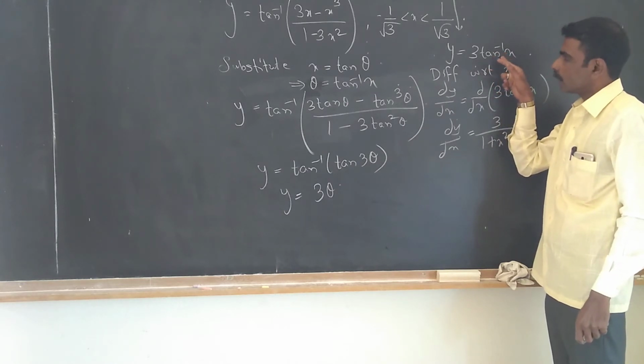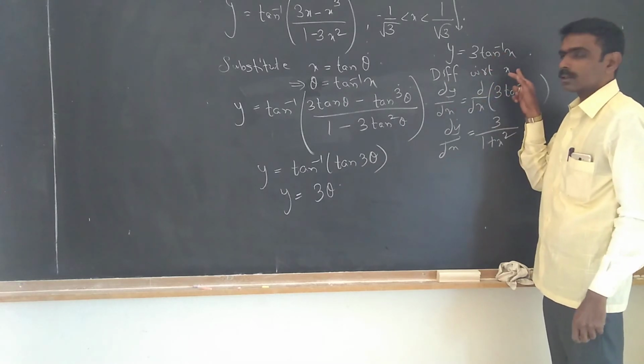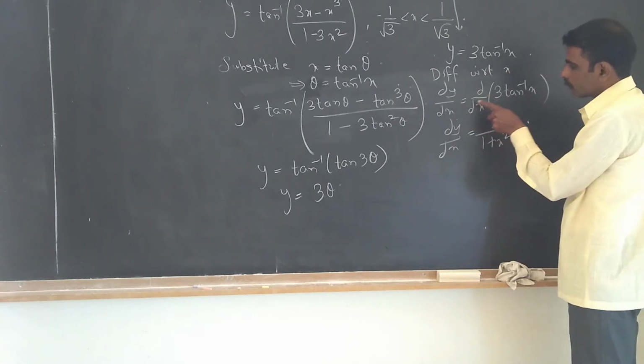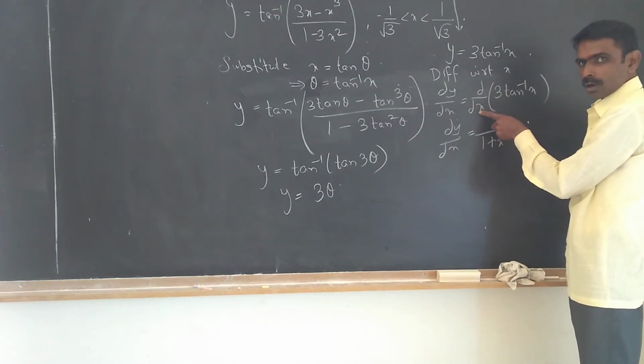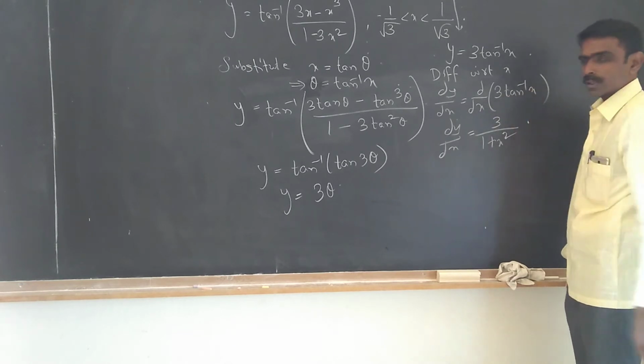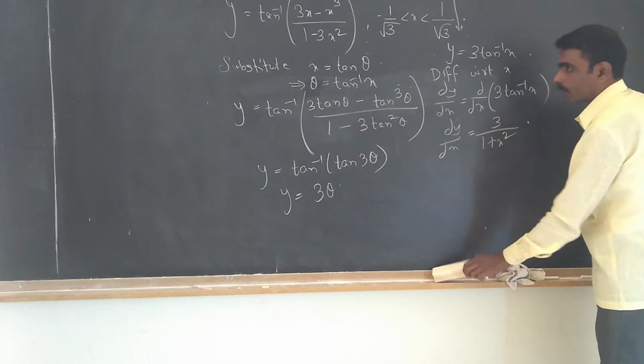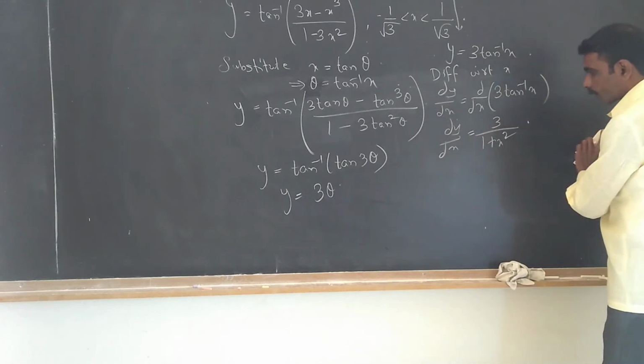Now here I will be differentiating it with respect to x. So dy by dx will be equal to d by dx of 3 times tan inverse of x. So dy by dx is 3 divided by 1 plus x square.